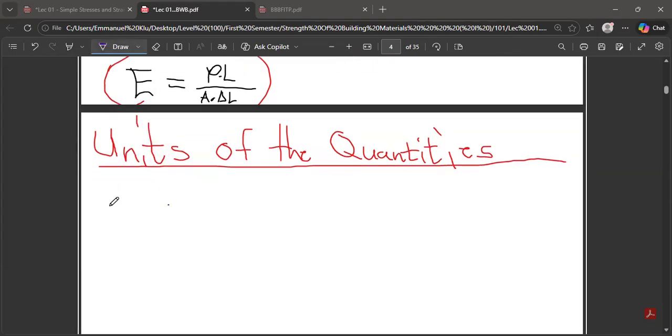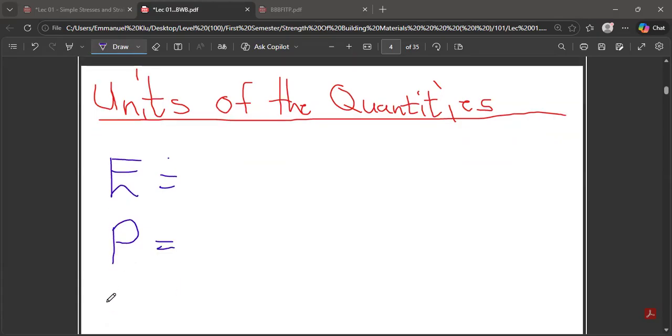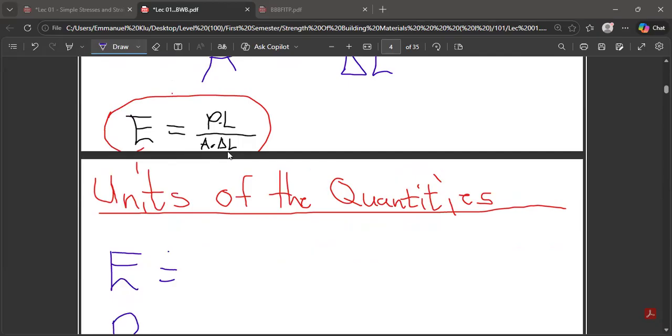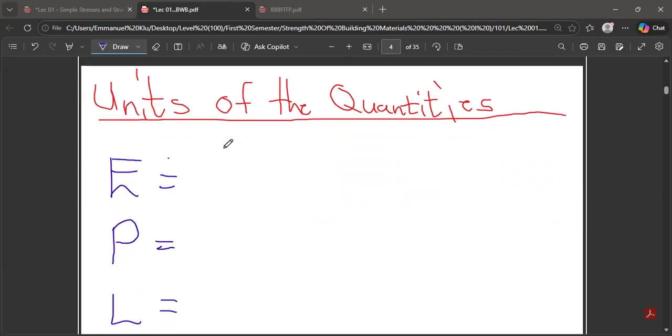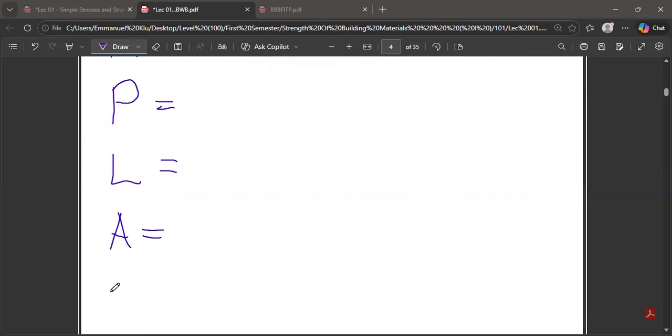So let's proceed. The first one, we can see E. Also, I can see P, and I can also see L. The P is force. I can also see A, and as we said, A is our area. And then I can also see a change in length. Take note.